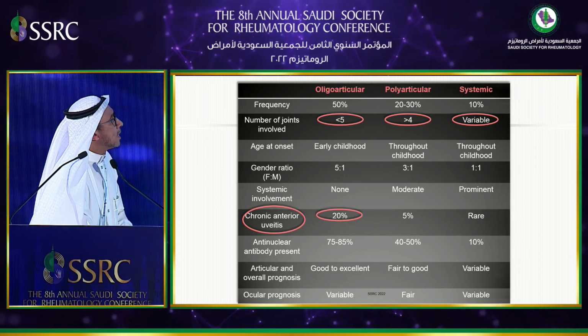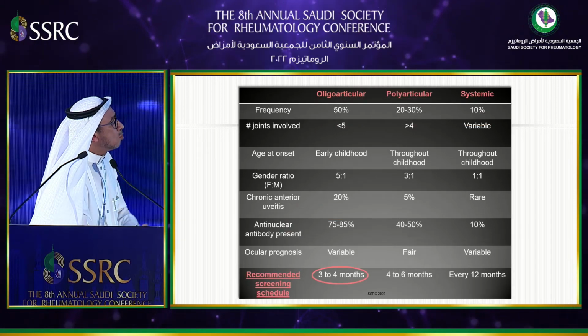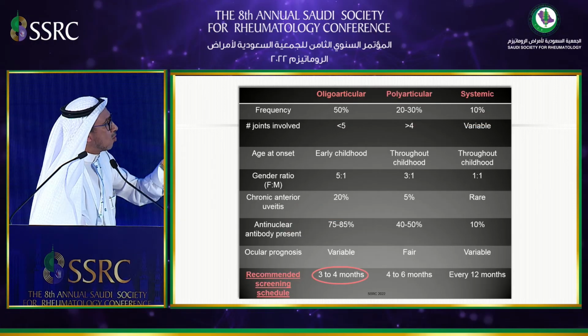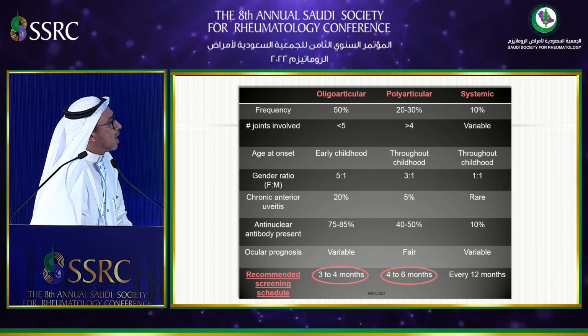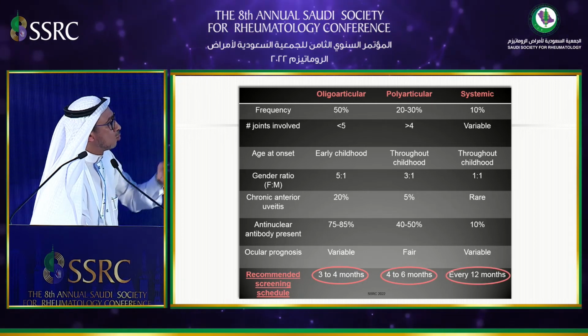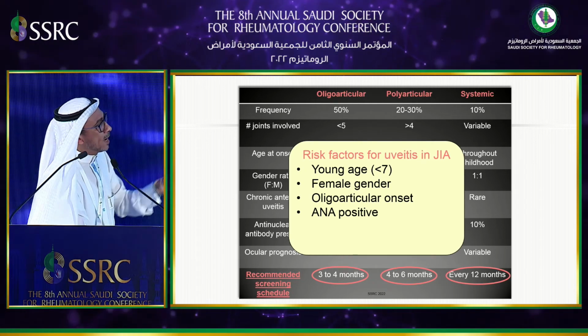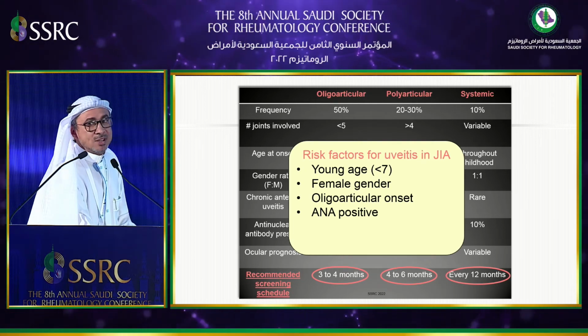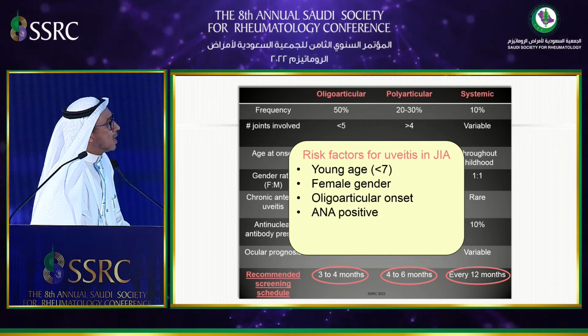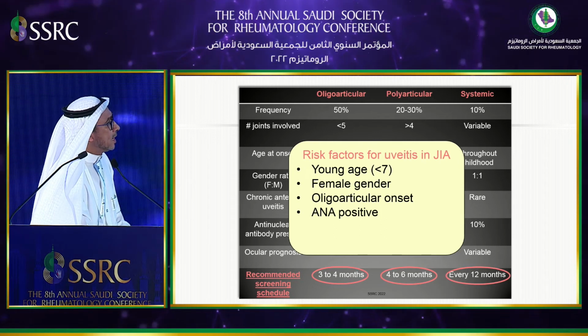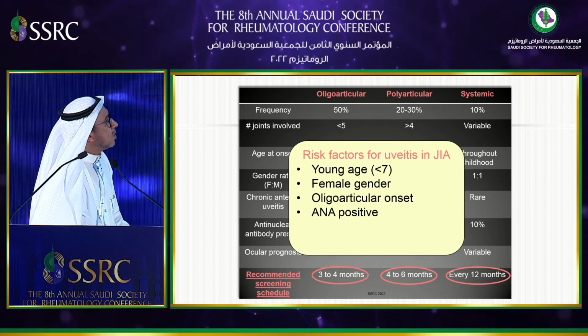And the most important as well is how to follow this patient. Each one of them has risk factors, and we have to look for them carefully and know how to send them for screening with the ophthalmologist. Usually the risk factors include young age, less than 7, and female gender are at more risk, and oligoarticular onset is really a risk factor, and ANA positive patients.